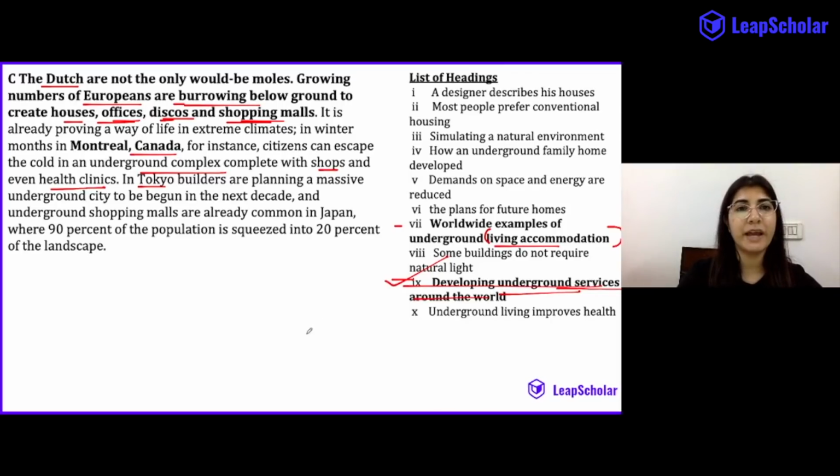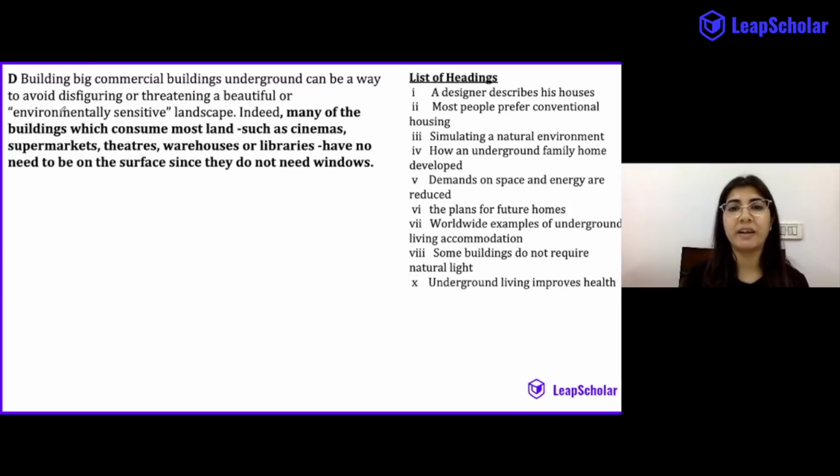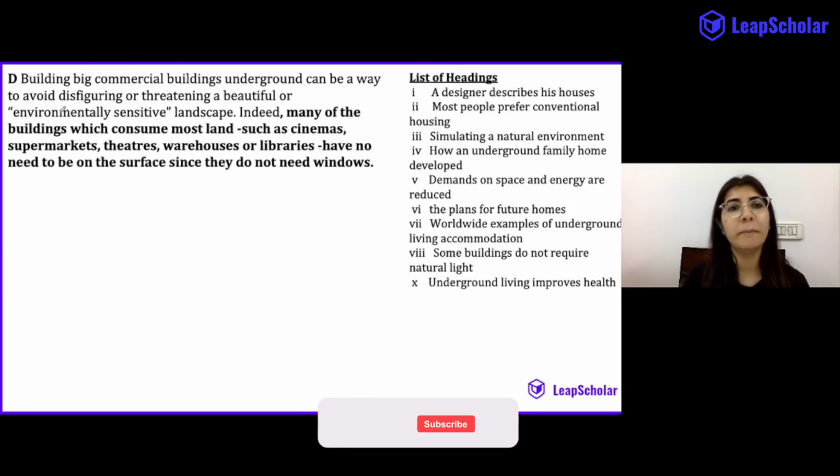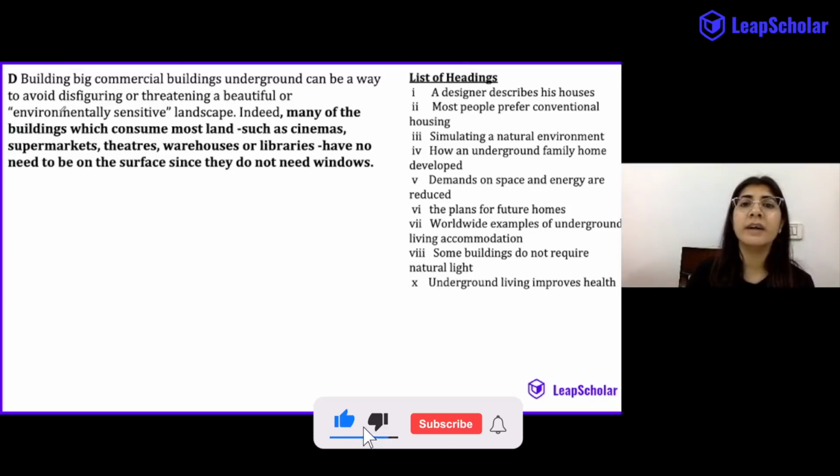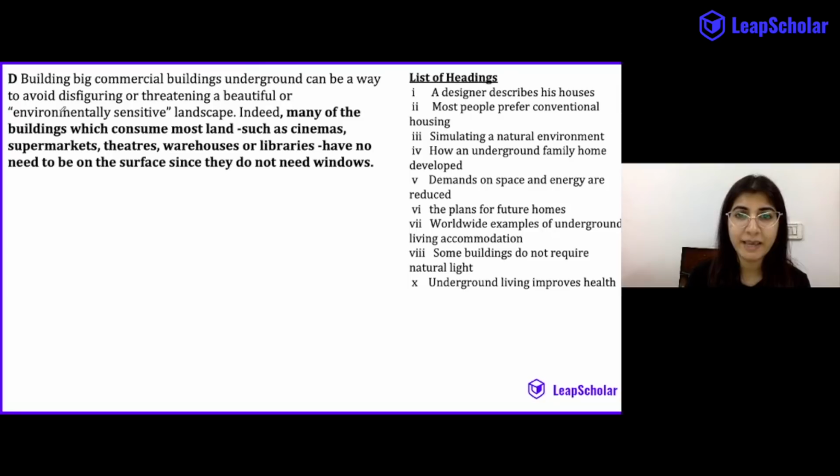Moving forward to paragraph D. So this paragraph is just two sentences. We'll have to read both. Building big commercial buildings underground can be a way to avoid disfiguring or threatening a beautiful or environmentally sensitive landscape. Indeed, many of the buildings which consume most land, such as cinemas, supermarkets, theatres, warehouses or libraries, have no need to be on the surface, have no need to be above ground, since they do not need windows. So what exactly does this mean? They do not need to be above ground because they do not require windows for allowing light to come.